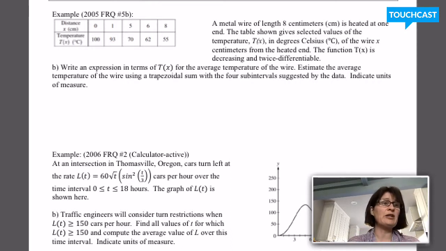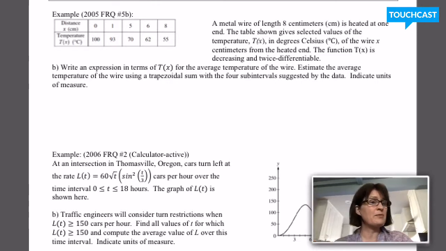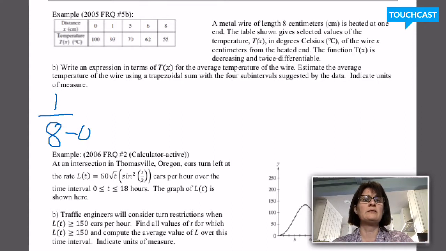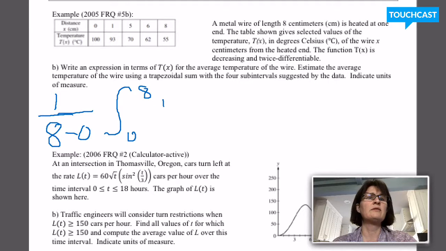So if the average value of a function f from a to b is 1 over b minus a times the integral of f of x dx, then we know that the average temperature of the wire from distance 0 to distance 8 is 1 over 8 minus 0, 1 over b minus a, times the integral from a to b, so from 0 to 8, of the function whose average we want, which is T, so T of x dx.